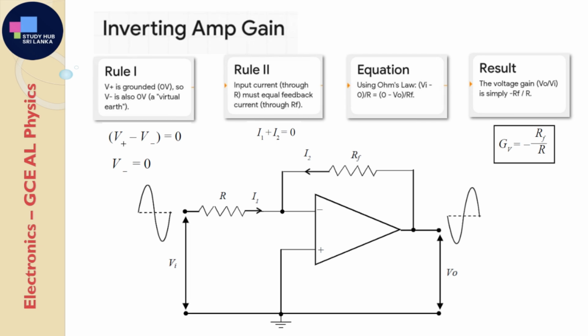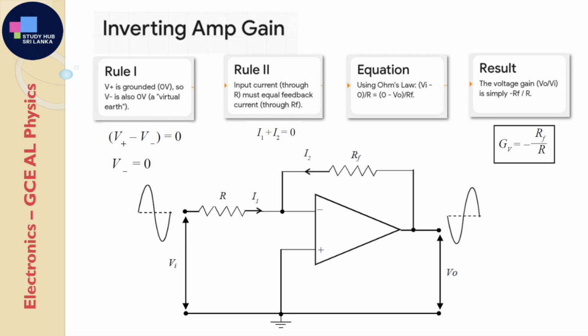And this is just a perfect example of how to use our rules. Let's just walk through it. First, golden rule 1. We see the positive input is tied to ground, so it's at 0 volts. That means the op-amp forces the negative input to also be at 0 volts. We call this a virtual earth.